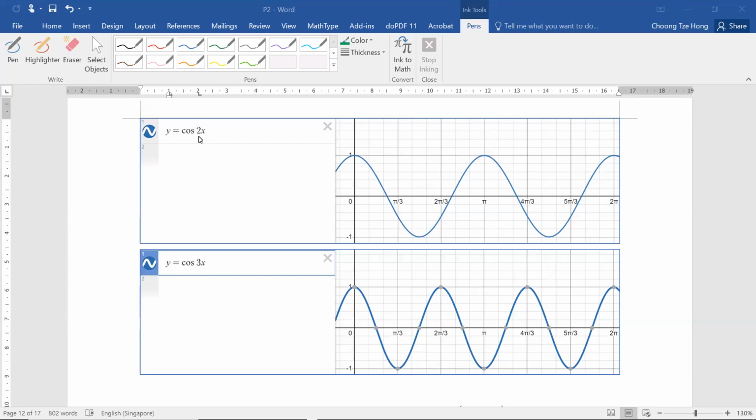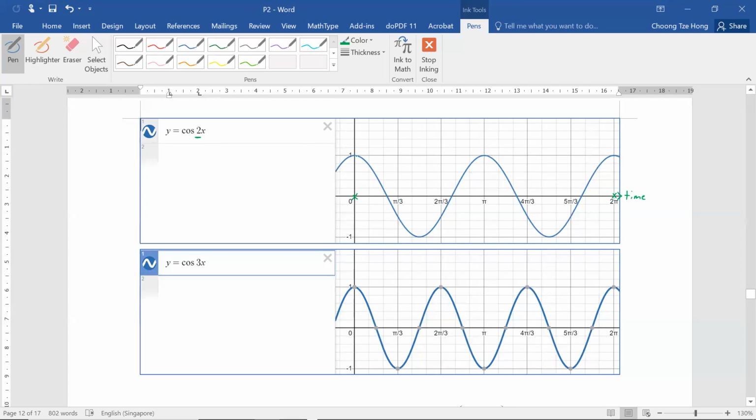We want to focus on this number 2 over here and how it affects the period of the graph. Let's take the x-axis to be the time axis, from a time of 0 to a time of 2 pi. Looking at this first graph, how many complete cosine waves do you see?